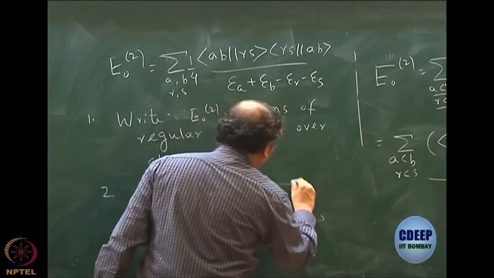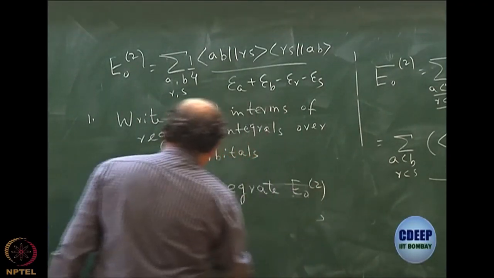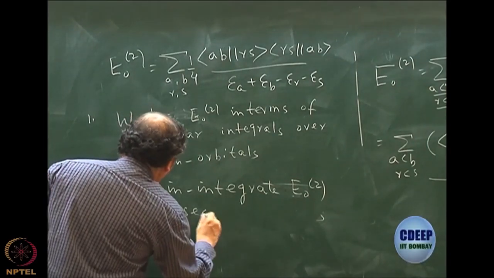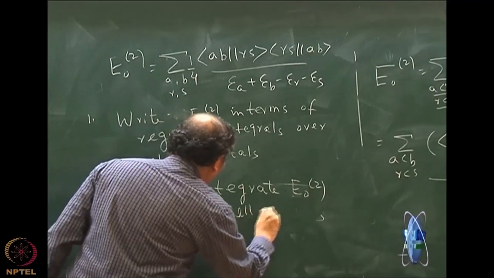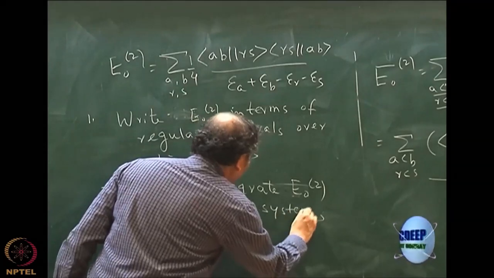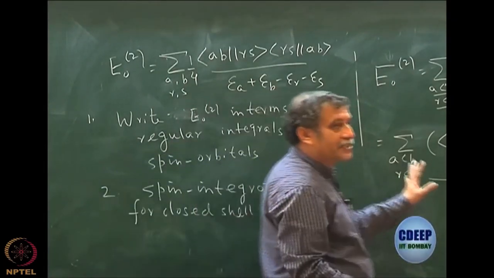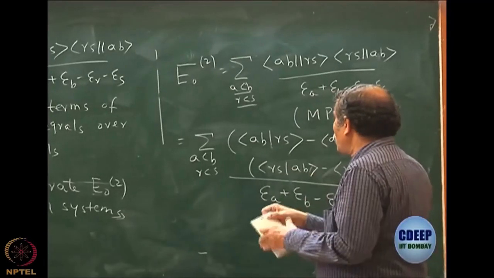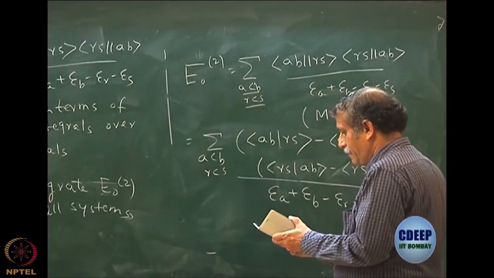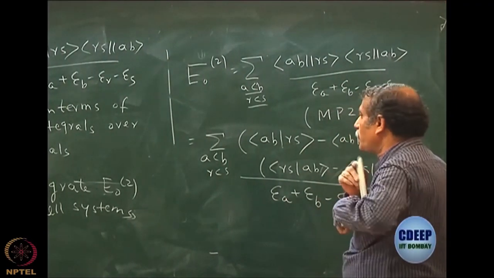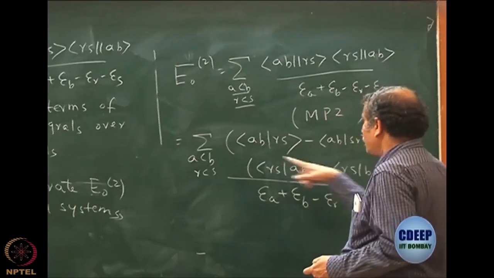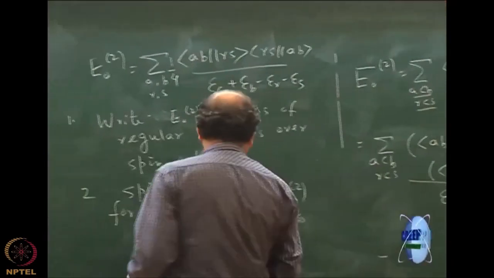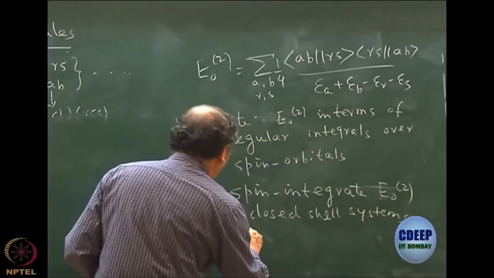Second is, spin integrate E naught 2 for closed shell systems. So again, you know what I mean. So these are all spin orbitals. You have already done lots of spin integration. So spin integration will be easy after you do the regular integration. After you do the regular integral calculation, then only spin integration will be easy. So spin integrate E naught 2 for closed shell systems.